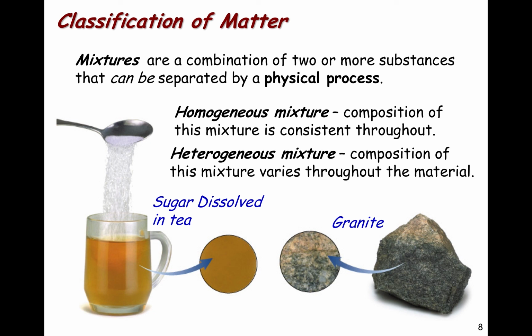Alternatively, an example of a heterogeneous mixture is granite. Granite is a basaltic type of rock, oftentimes comprised of a variety of different pure substances that form grains or granules that can be identified using a microscope or possibly a magnifying glass.